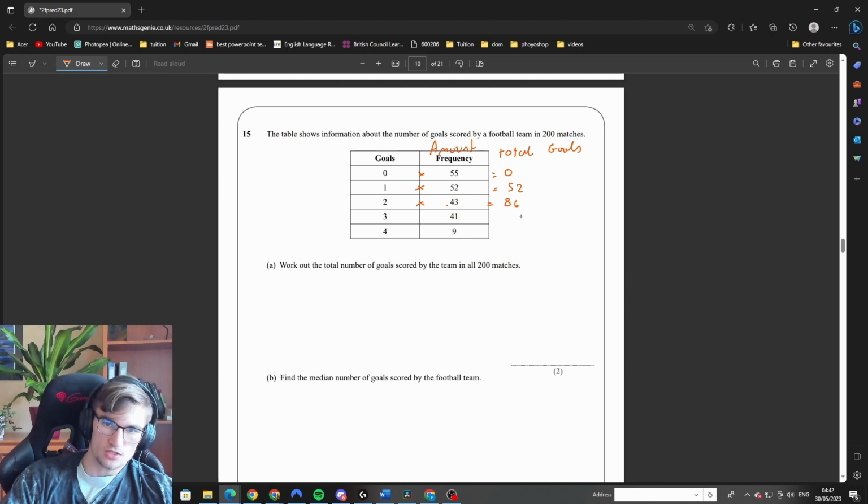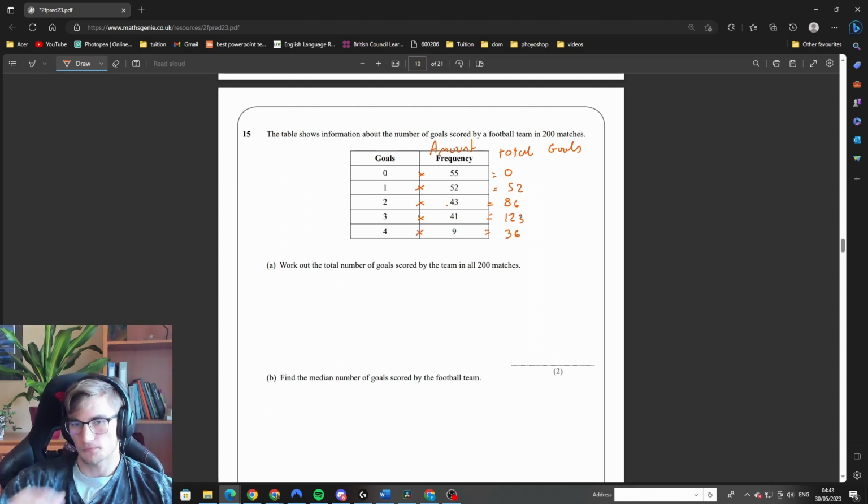86. And here they scored 3 goals 41 times. So I have to do 41 times by 3, which gives me 123. And finally, I have 4 times by 9, which gives me 36. That's it. Now I need to do what? Because they want the total number of goals scored in all 200 matches. The answer is 297.